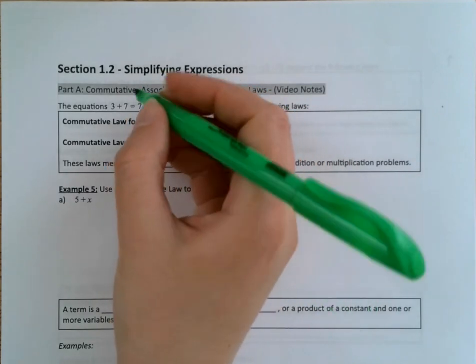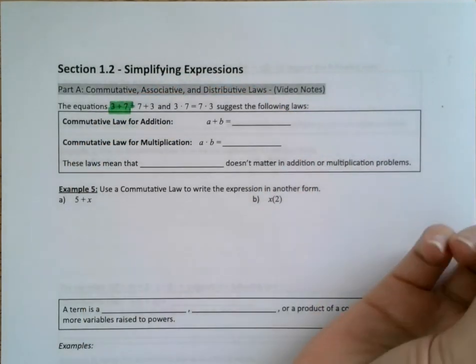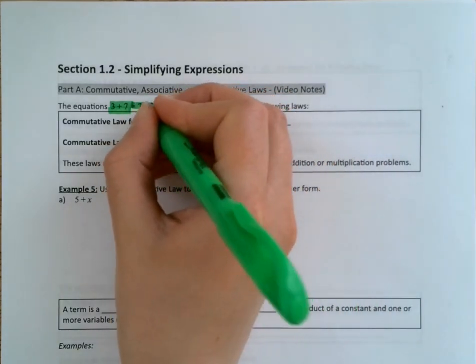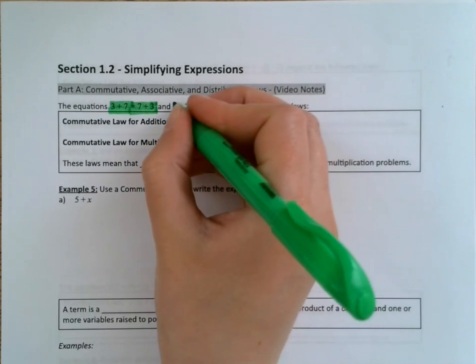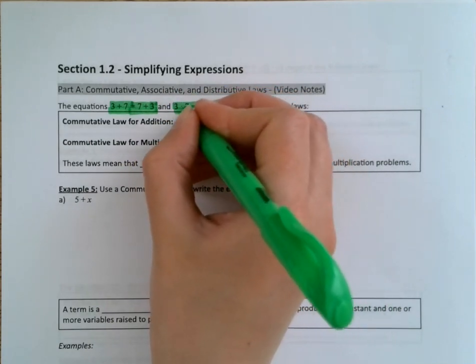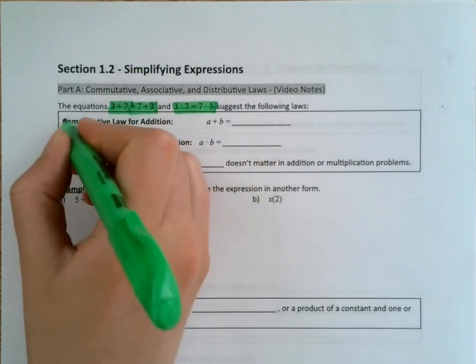So we know that the commutative law for addition states that 3 plus 7 is the same thing as 7 plus 3. You can add in either order. It's also true that 3 times 7 is the same thing as 7 times 3. Those are two examples of the commutative law.